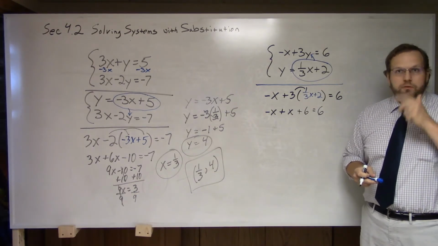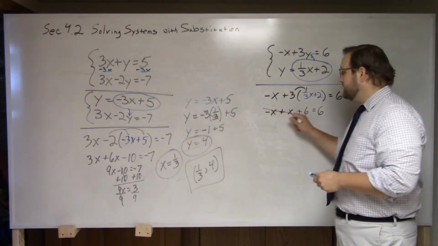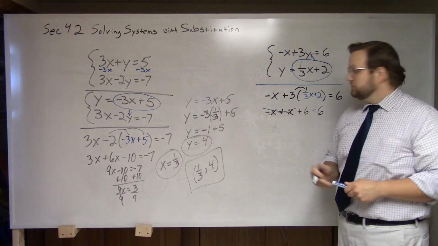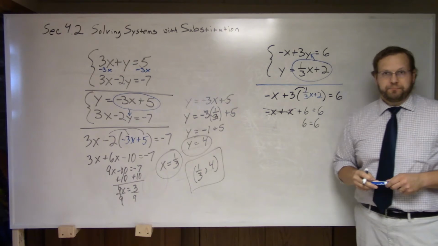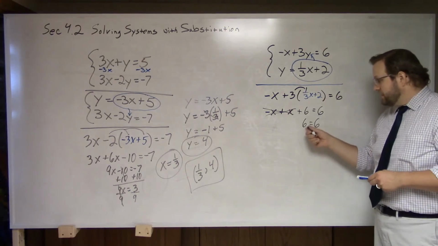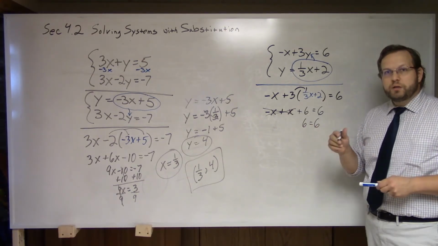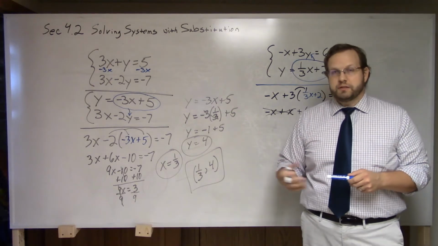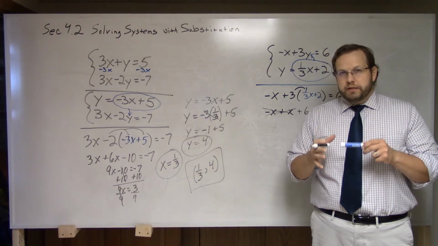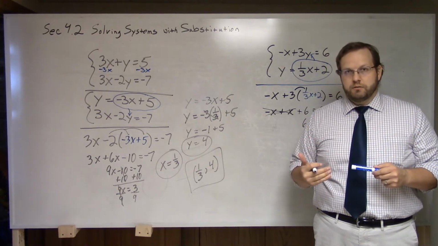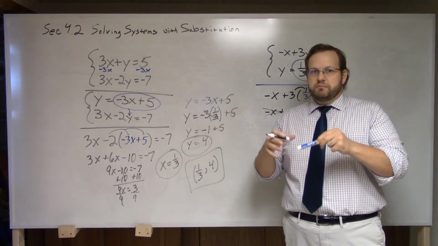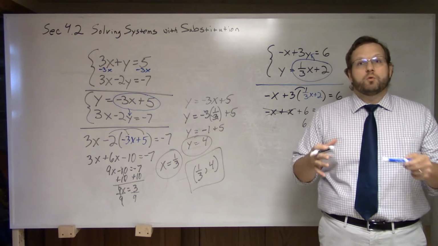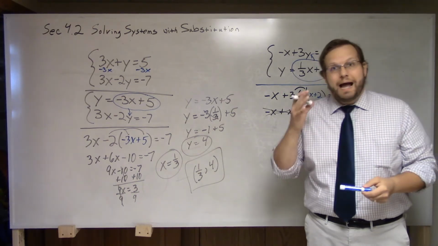Next thing to do is combine like terms. These x's cancel out. So what we're left with is 6 equals 6. Now, when 6 equals 6, that's when we would say all real numbers in the past. However, that doesn't really apply to this scenario here. Remember, all real numbers is just numerical answers, but we want ordered pair answers. So how do I write that?